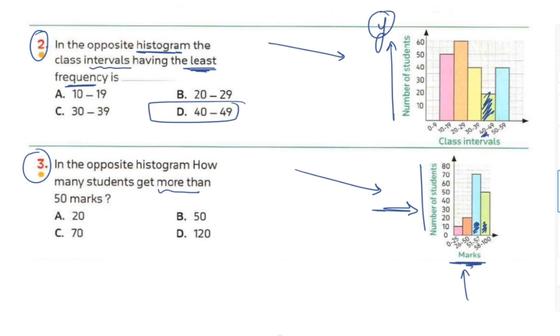He asked us about the students. So, in this column we have 70 and in this one we have 50. To add 70 and 50, I will get what? 120. 120 students.